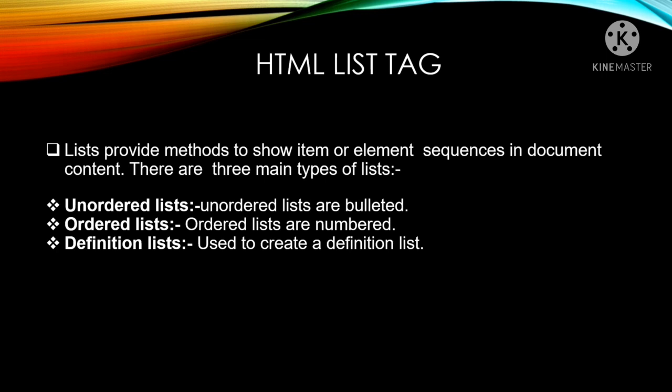Now, we shall learn how to list elements in an HTML web page using the list tag. List, as we all know, provides methods to show items or elements in a sequential manner. There are mainly three types of list: unordered list, ordered list, and definition list.